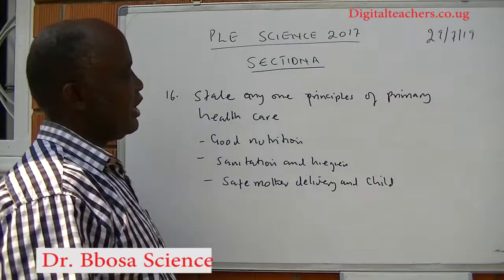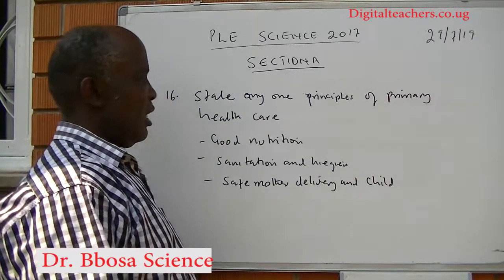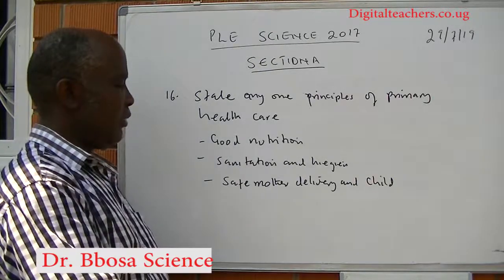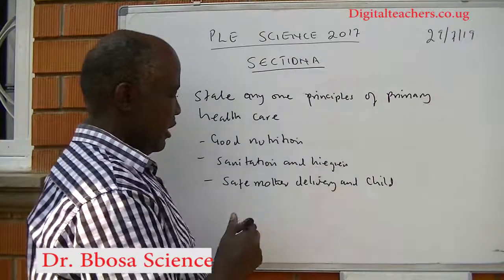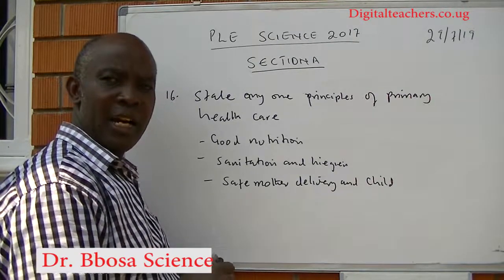Number 16, state any one principle of primary health care. Good nutrition, sanitation and hygiene, then safe motherhood, delivery and child care.